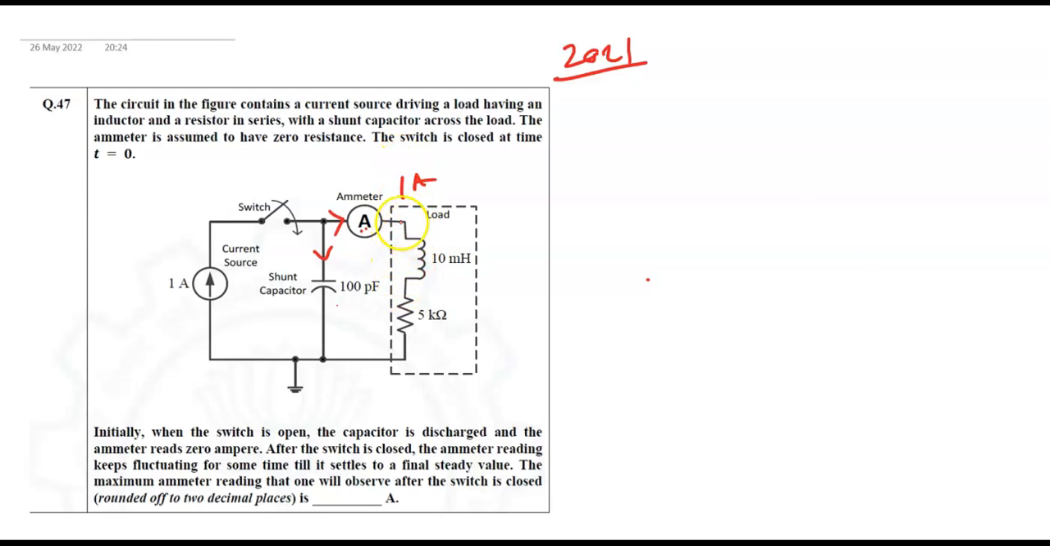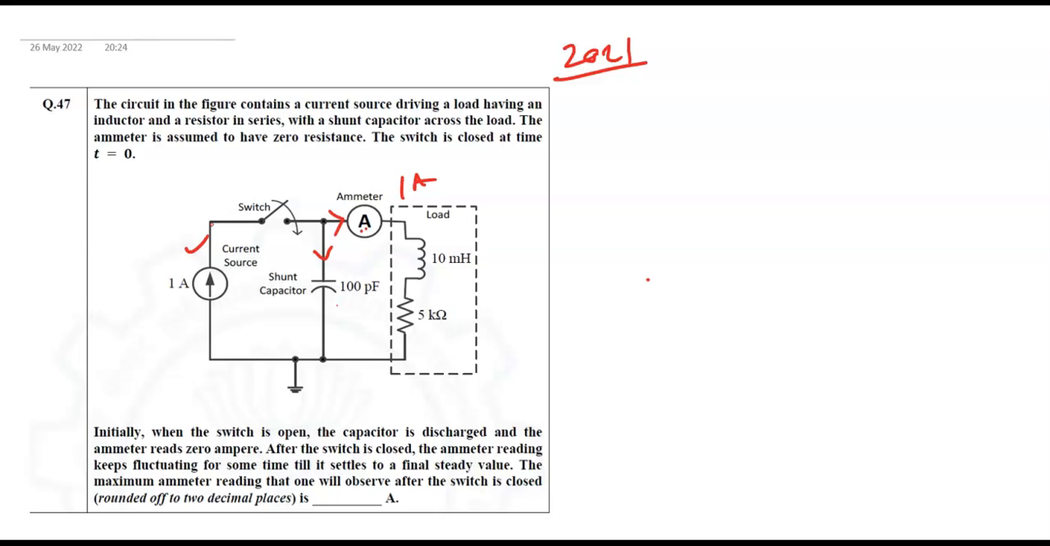That means a peak value will be there, because it is a second order system, and in a second order system the peak value only occurs when the damping is underdamped. That means zeta is between 0 and 1, less than 1, then only it will have a peak value. Otherwise, in the overdamped or critically damped case, you cannot cross above the final value, that is 1 ampere in this case.